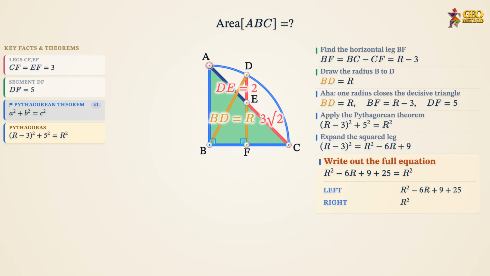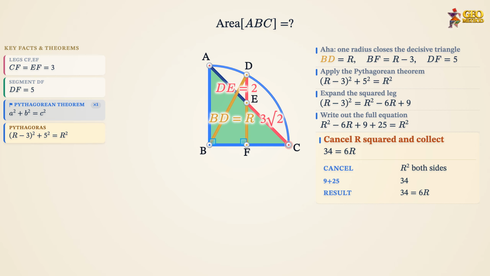Also, 5 squared is 25. Put the pieces on the left, so R squared minus 6R plus 9 plus 25 equals R squared on the right. Now watch the R squared terms. R squared appears on both sides, so it cancels cleanly and the equation becomes linear. The constants 9 and 25 make 34, and moving the 6R over leaves 34 equals 6R.